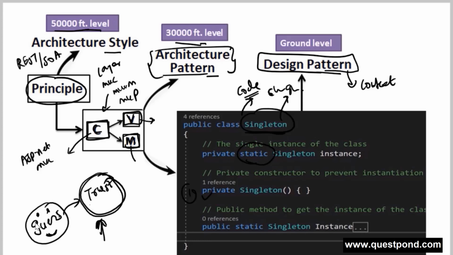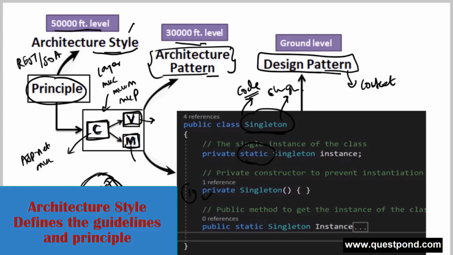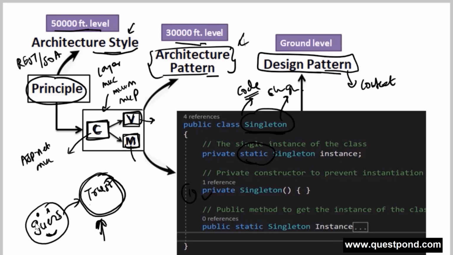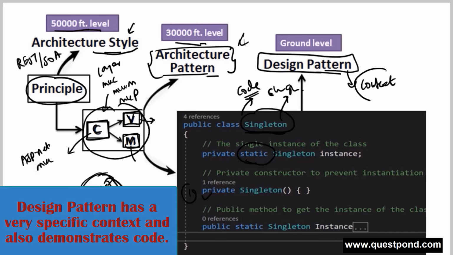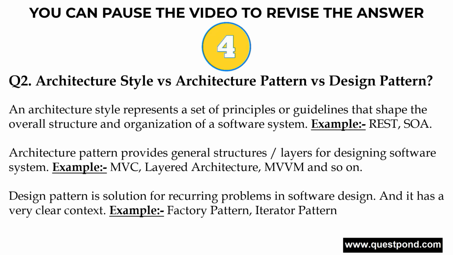So architecture style. So let us try to revise. Architecture style just defines the guidelines and principles. Architecture pattern defines the block level, but it does not talk at the code level. It is not very specific. It is not at a context level. While design pattern has a very, very specific context, and you also know almost what the code can be, right?